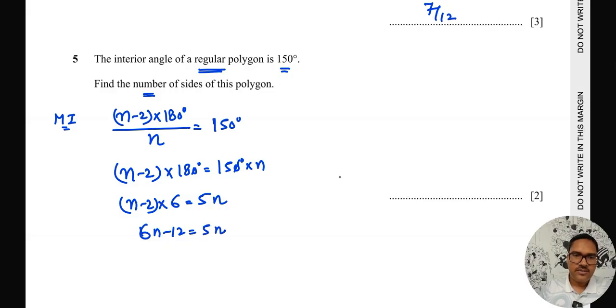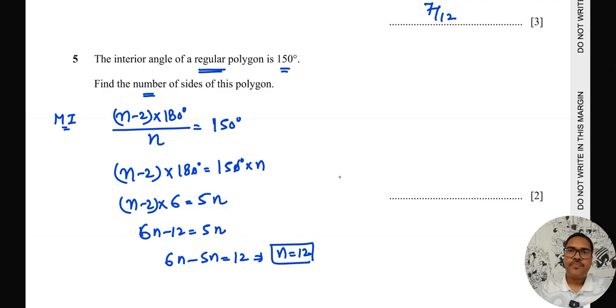You can just arrange this. This is 6n minus 5n equal to 12. So what is n? n will be equal to 12. So that is the answer for this question. Now this is one way to solve this.